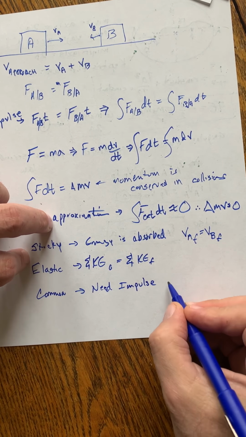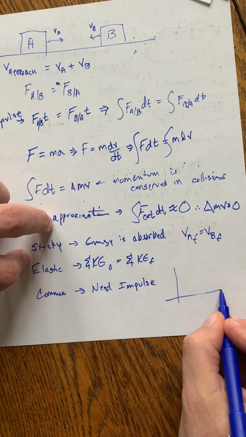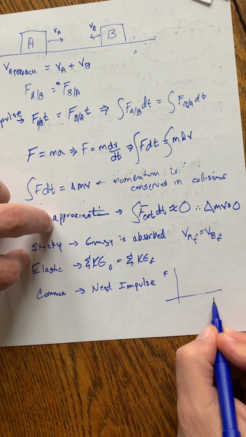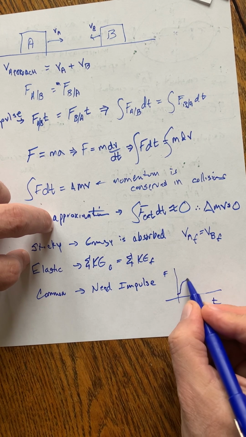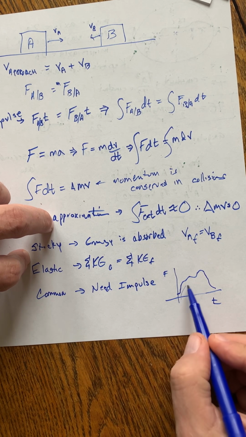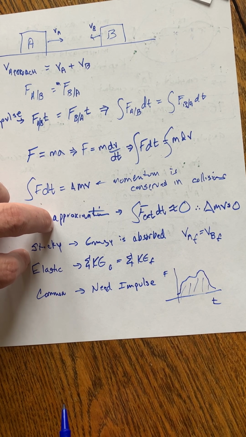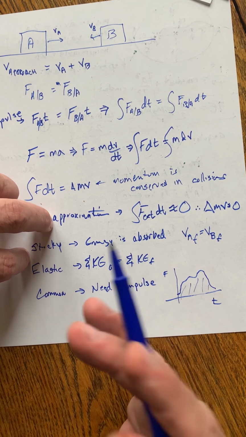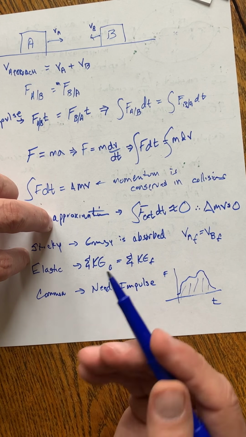So what they often do is they'll give us impulse as a plot. They'll have a force versus time plot. Maybe it looks something like that. Who knows what it really looks like? And the impulse will then be the area under that curve. And it's something you can calculate, or something sometimes in a problem that's just handed to you.